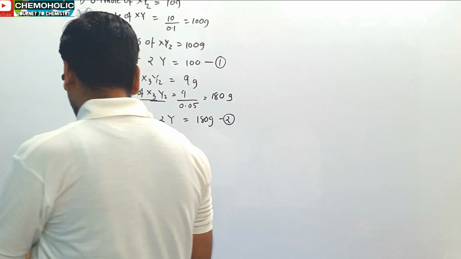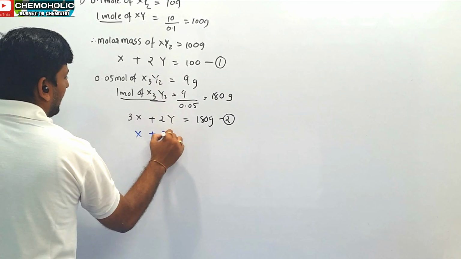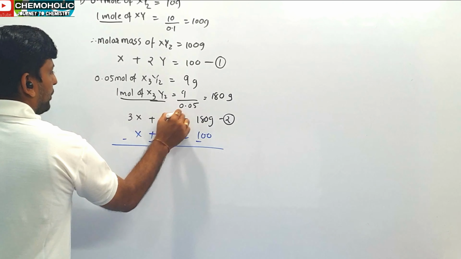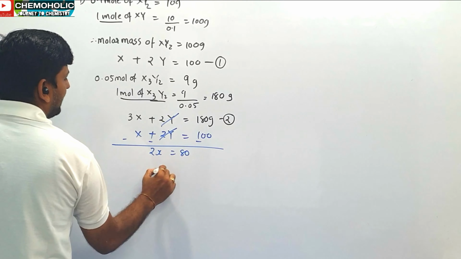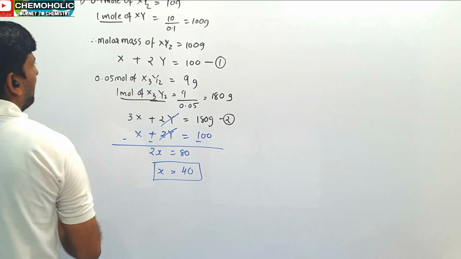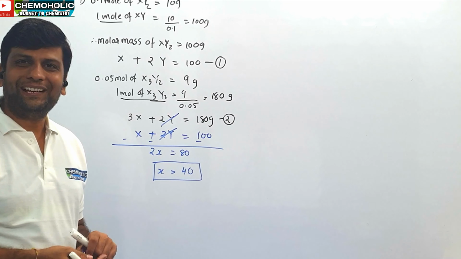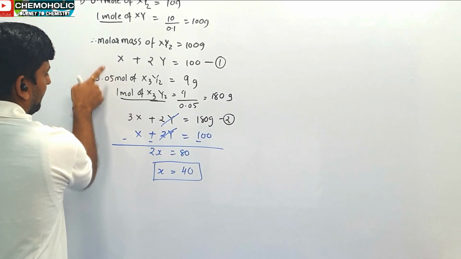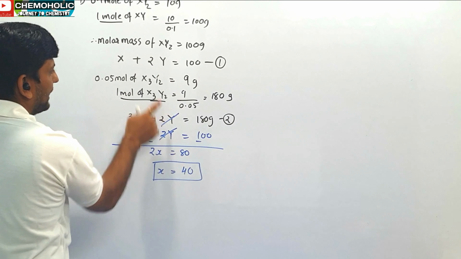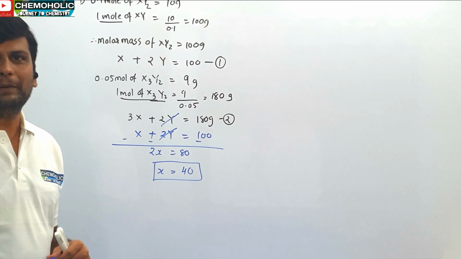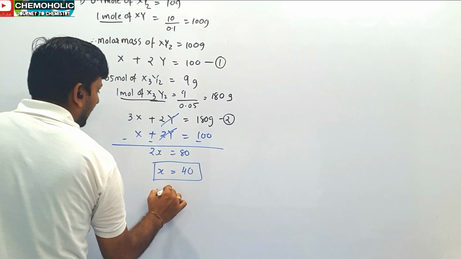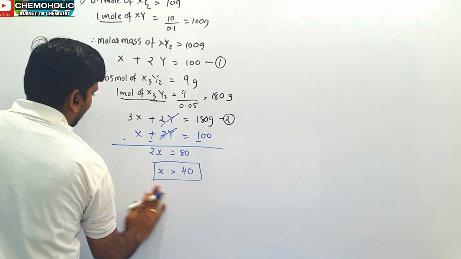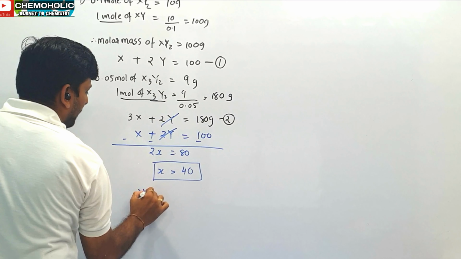If you remember the mathematics rule, I'll copy number 2 over here, equal to 180, minus equation number 2 by equation number 1. So the minus 2y will get cancelled. Hence 2x will be equal to 80, x will be equal to 40. That's the atomic mass of x. Quite simple. Now what is the atomic mass of y? Substitute in either number 1 or number 2. Over here, x is 40. It goes to this side. 2y is equal to 60.